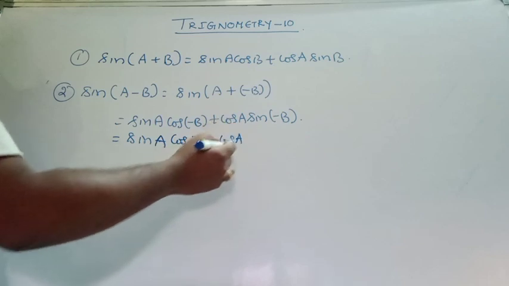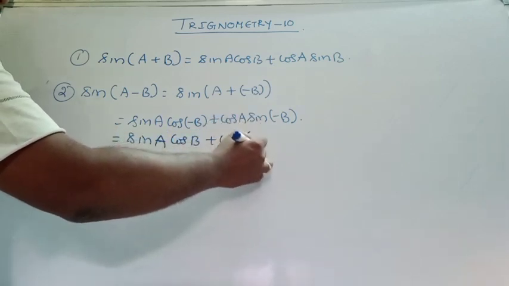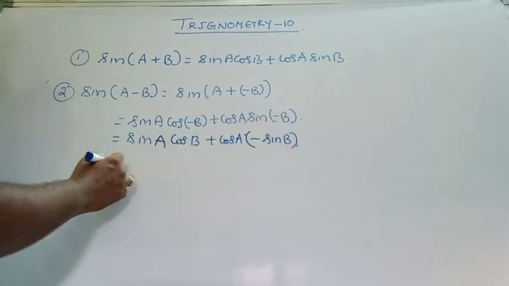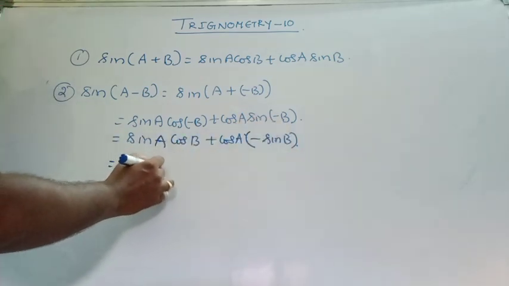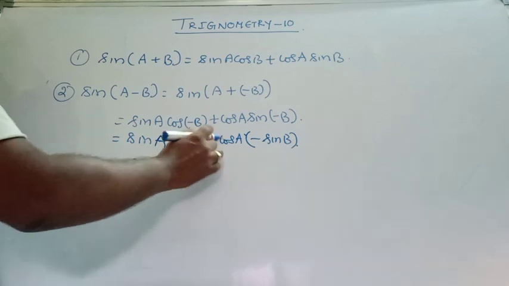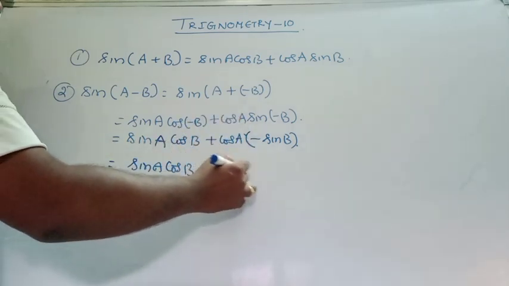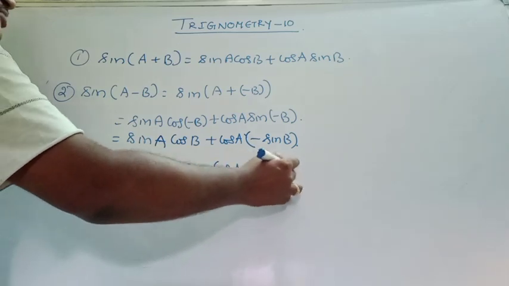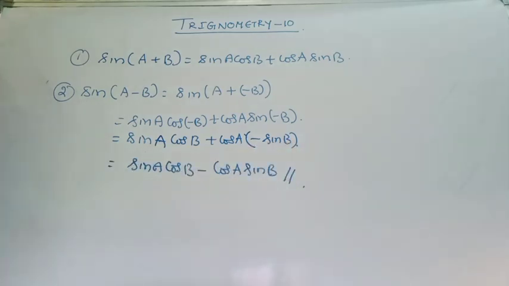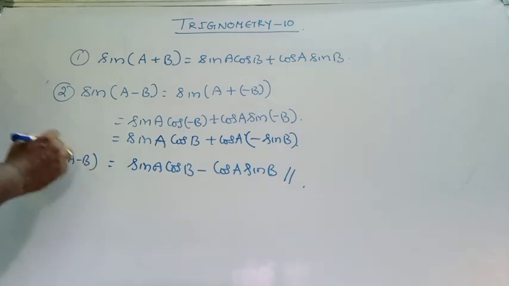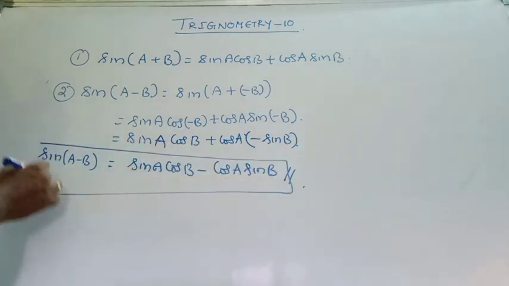You are having here sin of minus B becomes minus sin B, because sin of minus theta becomes minus sin theta. Now this becomes sin A cos B, and plus into minus is multiplication, so minus cos A sin B. Like this we have got this wonderful result: sin A minus B equals sin A cos B minus cos A sin B, right? This way we have got this second formula.